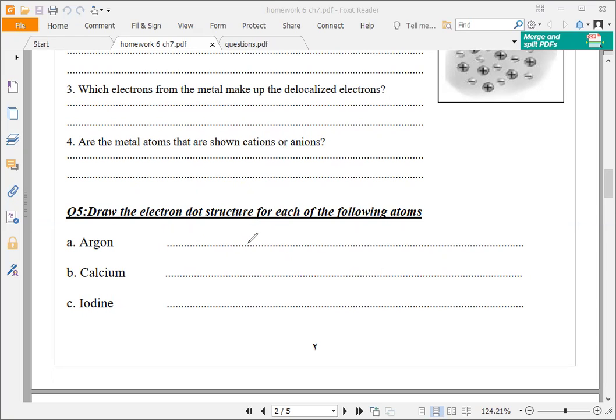Okay. Question 5. Draw the electron dot structure of each of the following atoms. Teacher, can you hear me? Continue. Should I answer, Mr.? Okay, I will annotate, Mr. I will draw, from Zoom. Let me allow you. I can, you cannot? I can. Okay, I'm drawing.